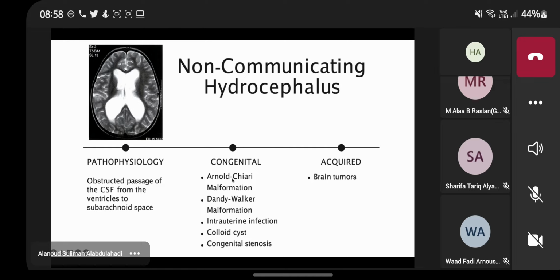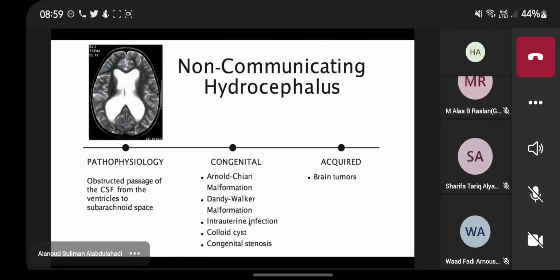It includes Arnold-Chiari malformation, Dandy-Walker malformation. Dandy-Walker malformation is basically a congenital malformation in which there's a failure of the fourth ventricle to close, and this leads to persistence of the Blake's pouch and hypoplasia of the cerebellar vermis. Other congenital causes include intrauterine infections. This includes TORCH infections that lead to scarring in the meninges, and this will impair the flow.